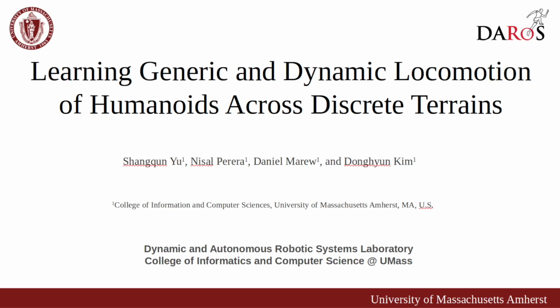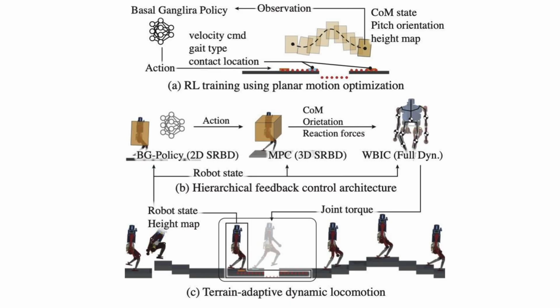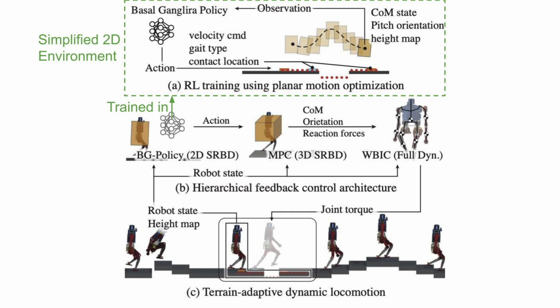In this work, we introduce a novel locomotion architecture that integrates a neural network policy, trained through reinforcement learning in simplified environments, with a state-of-the-art motion controller combining model-predictive control and whole-body impulse control. We first develop an efficient 2D environment that focuses on sagittal motion, eliminating the need for full dynamic simulations.